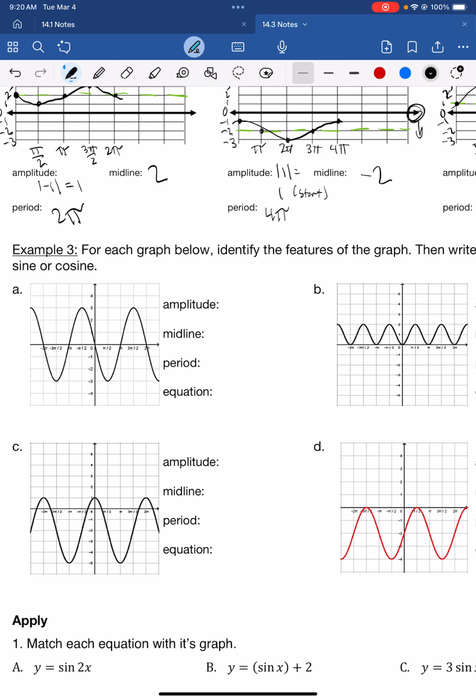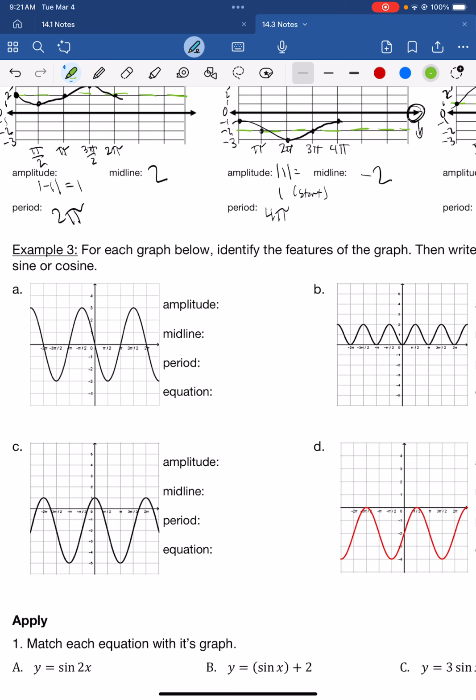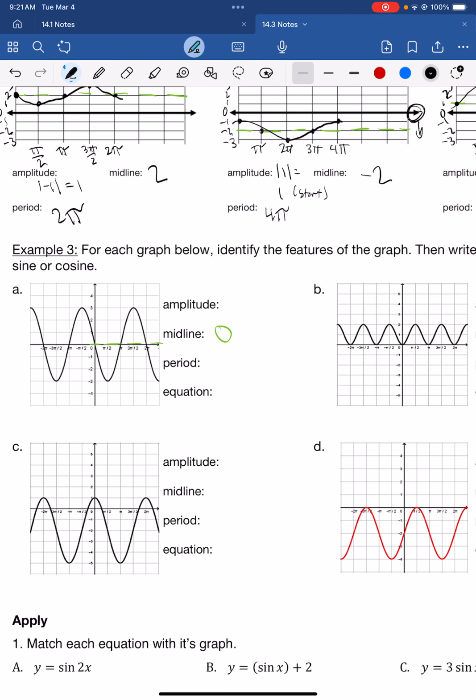So the easiest thing to do here first is we can identify our midline, which will help us figure out what else is going on with our graph. It starts here at 0, which means our midline is going to be right there at 0. It does 1 full rotation by the time it gets back to 2 pi. You can see it goes low and then back up here. So our period is going to be 2 pi.